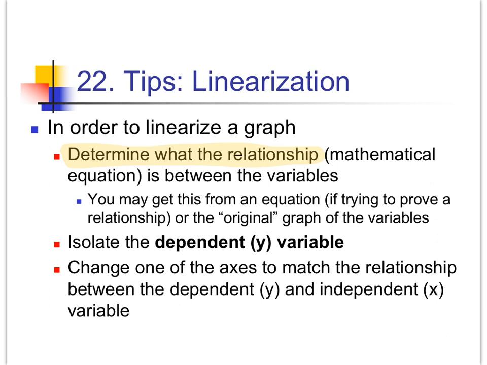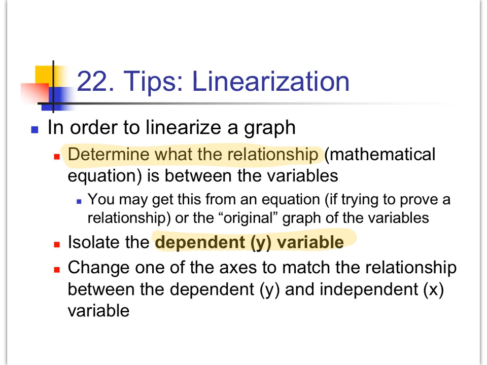So sometimes it will be starting with a known equation. Other times it will just be a matter of looking at the data and, based off of the shape, determining how to linearize it. Once we figure that out, we want to isolate the dependent variable, whatever is on the y-axis. That's the next step. And then we're going to change one of the axes. I usually try and change the x, but you can change the y-axis as well to match what the known relationship is between the y and the x.